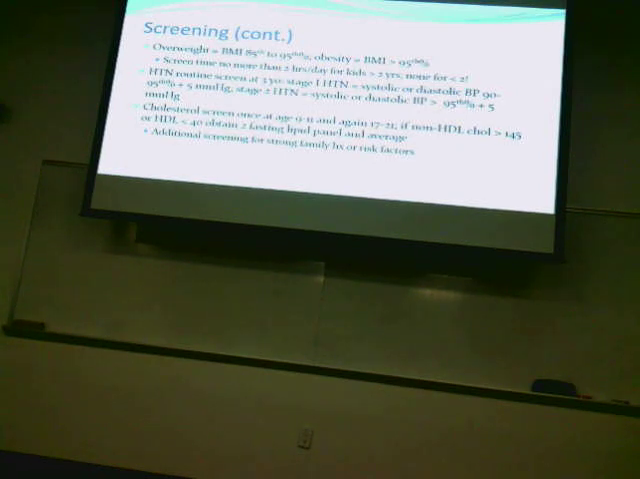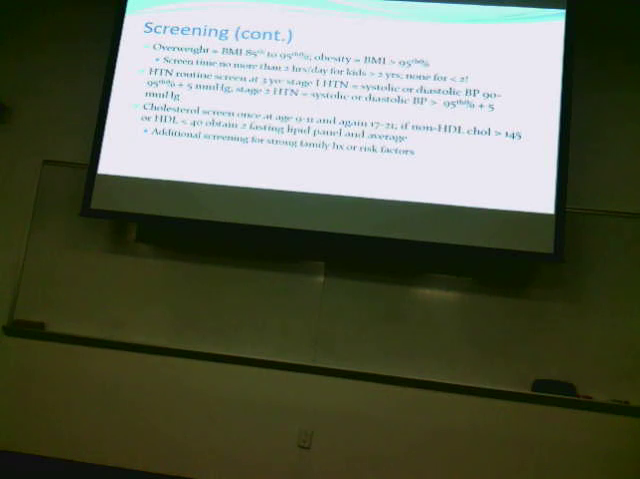Hypertension routine screen will start at 3 years of age. So your stage 1 hypertension is going to be your systolic or diastolic 90 to 95th percentile plus 5 millimeters mercury. Your stage 2 is going to be systolic or diastolic greater than 95 plus 5 millimeters mercury.